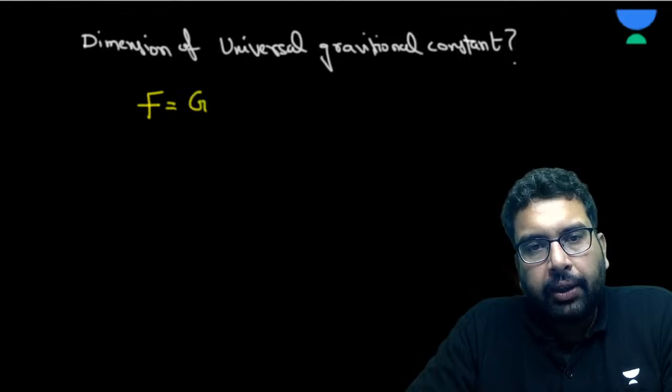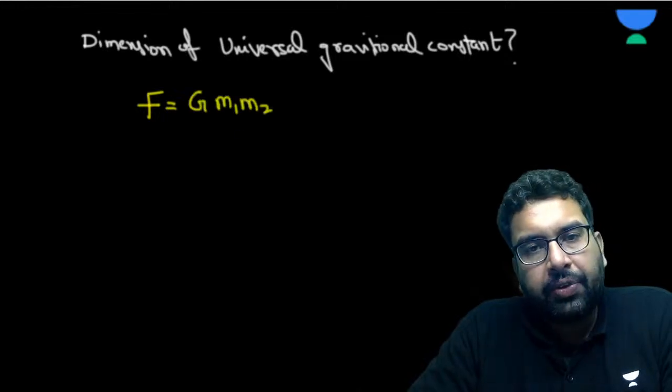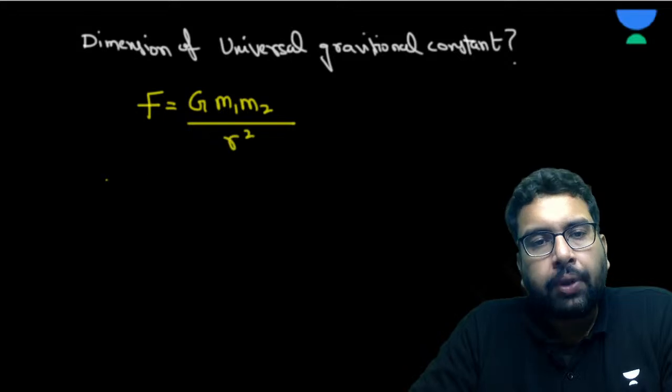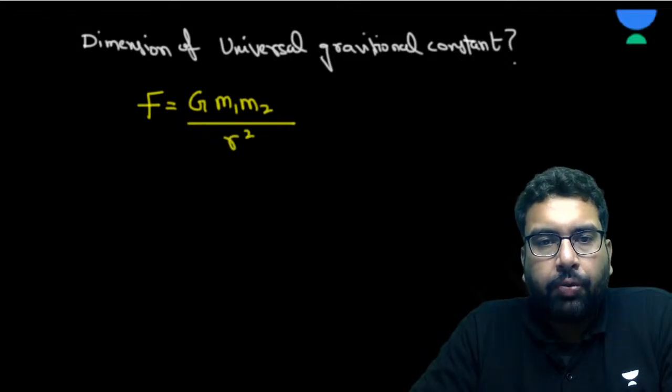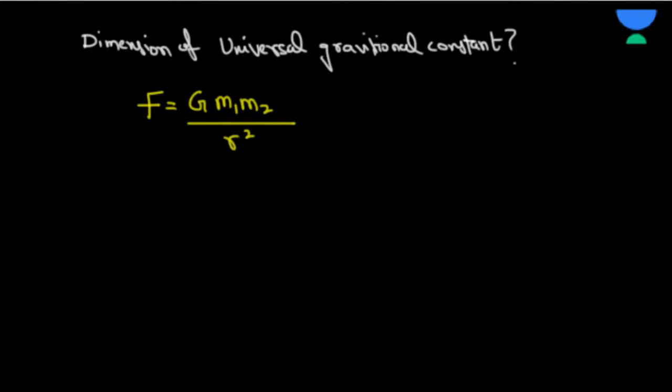Force is G m1 m2 by r square, right? This is the formula of the gravitational force that we see, isn't it? The live students can respond to me. Can you get me the unit and the dimension of this universal gravitational constant?